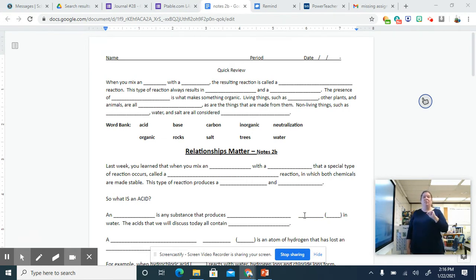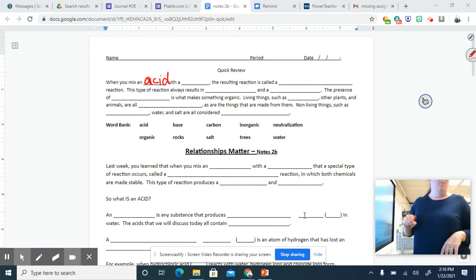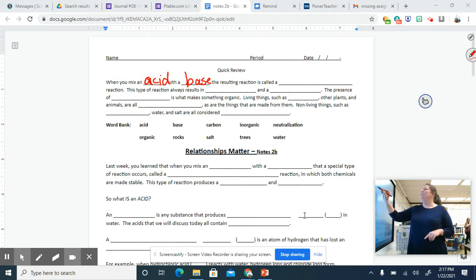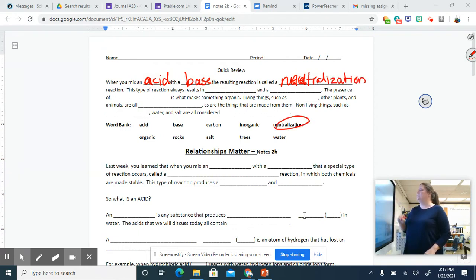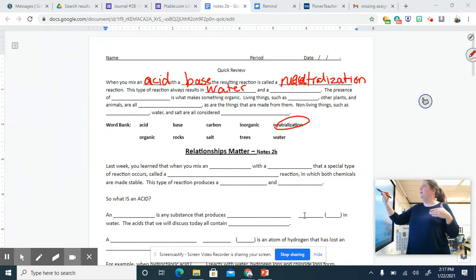Okay, so we're going to work on our relationships matter. But first, we're going to do the quick review. So our quick review today is here at the top. And so it says, when you mix an acid with a base, the resulting reaction is called a neutralization reaction. This type of reaction always results in water and a salt. Always, always.